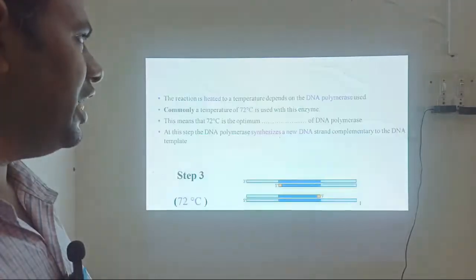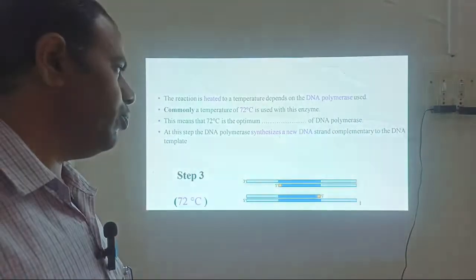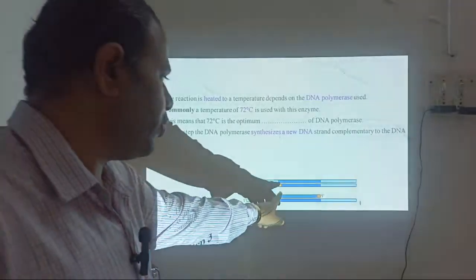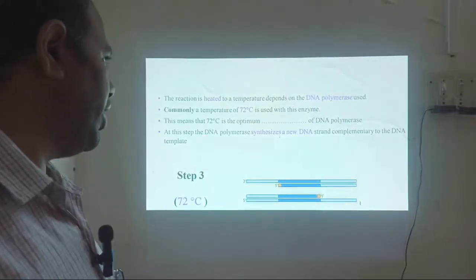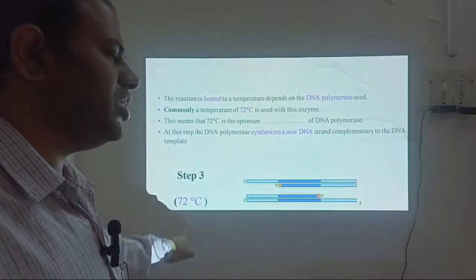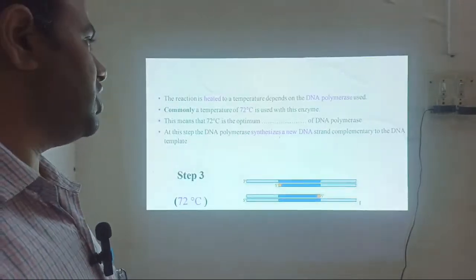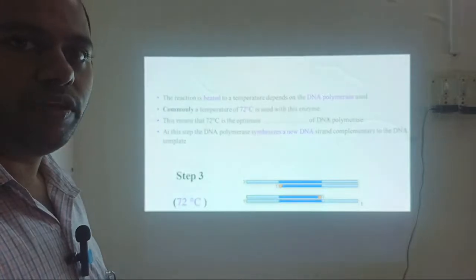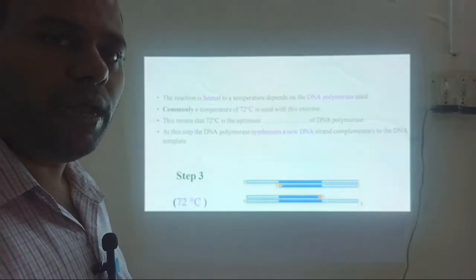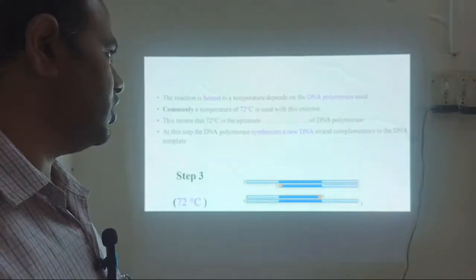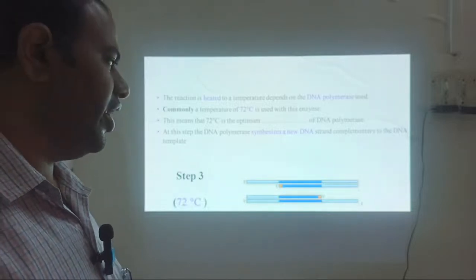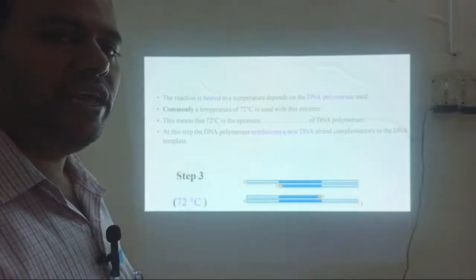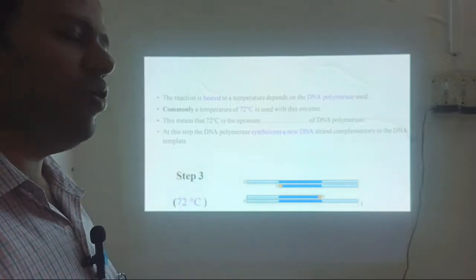So after the annealing step, what will happen? The DNA polymerase, the Taq DNA polymerase, is going to attach to both positions, and it will extend the DNA in the 3' direction. The extension temperature is 72 degrees Celsius, which is the optimum temperature for Taq polymerase activity. So Taq polymerase synthesizes the DNA, and now the double-stranded DNA is prepared. Again, the step will repeat.